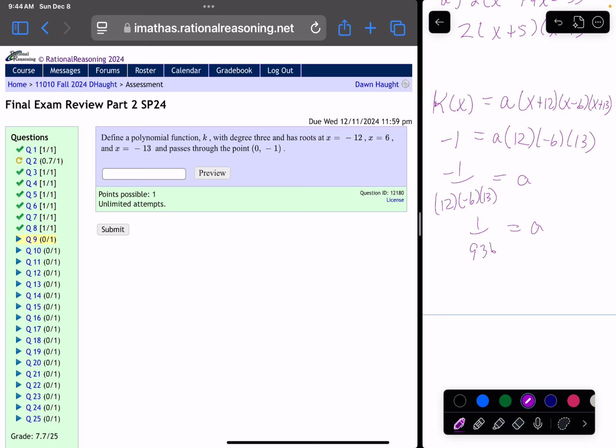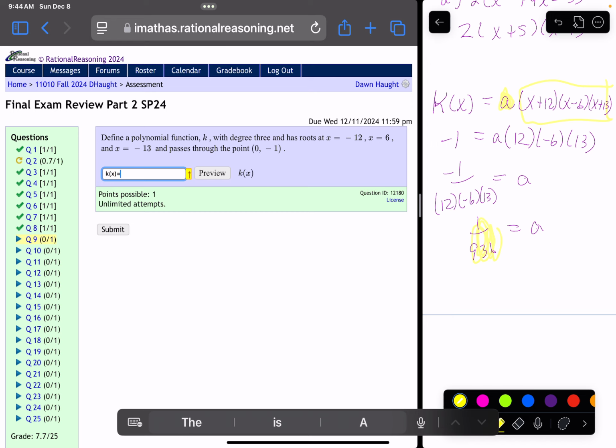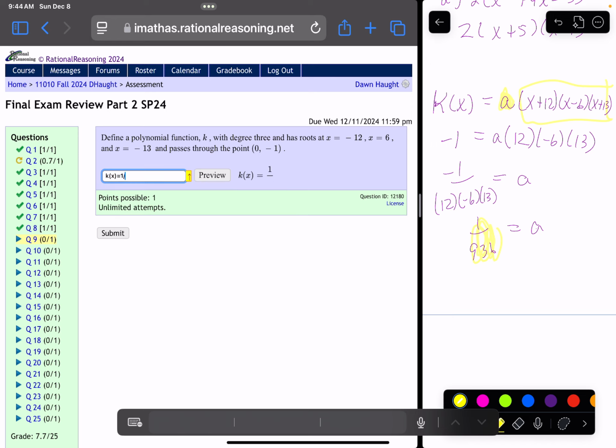Okay. So what's your equation? Well, all you got to do is take out the a placeholder, replace it with this, use all that. We got it. Okay. So let's write the whole function. K of x equals 1 divided by 936. I'm going to put a little space there so that fraction kind of is there. Okay. And then parenthesis, x plus 12, parenthesis, x minus 6, parenthesis, x plus 13. And then let's submit.